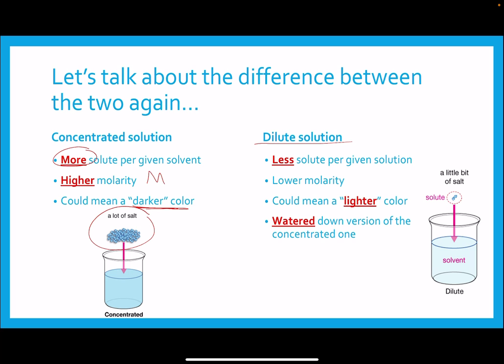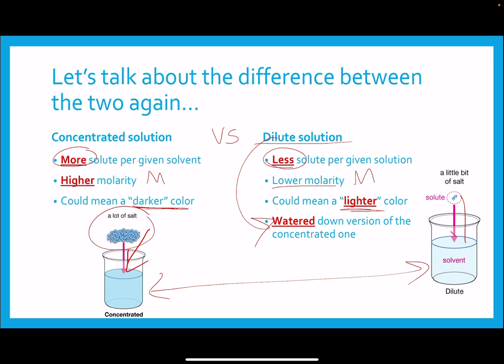Now our dilute solution, our opposite, is going to have less solute, aka a lower big M. It could be lighter, the same way it's not reliable if you have a solution that's clear, and a lot of times we refer to our diluted one as a watered down version of it. So if we have the same amount of liquid between these two beakers and one has a lot of salt in it versus a little bit of salt in it, that's how we can conceptualize our concentrated versus our dilute.